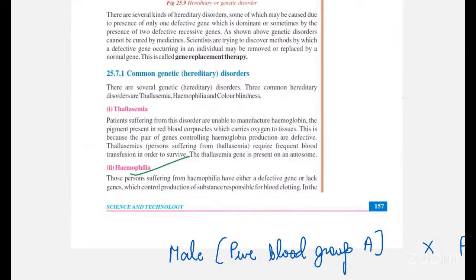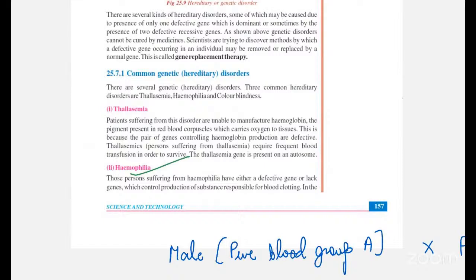Thalassemia means hemoglobin is not there. They will have low hemoglobin every time. Hemoglobin, as I told you before, is like the Zomato boys: red in color, they deliver oxygen from the lungs to the cells. Like normally Zomato delivers food from the restaurant to the house. So they are the Zomato of the blood. They transport oxygen from the lungs to the cells.